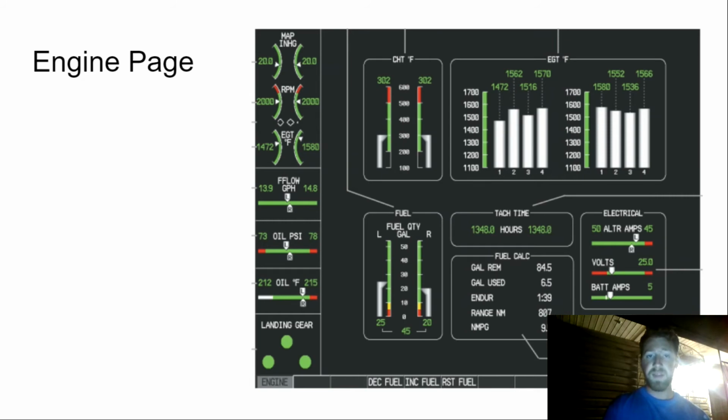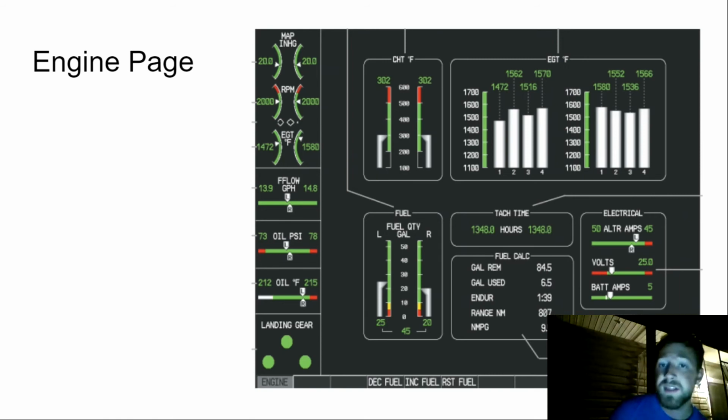Again, right up at the top left, we have our manifold pressure. Right under that, our tachometer. Under that, our EGT. Under that, our fuel flow indicator. Under that, we have our oil pressure. And under that, our oil temperature. And again, with that fuel flow, with all of these, you could see left and right, because obviously the Seminole is a twin-engine airplane. Moving down, we have our landing gear indication.